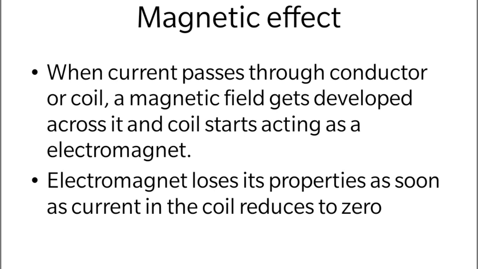The magnetic effect. When current passes through a conductor or a coil, a magnetic field gets developed across it and the coil starts acting as an electromagnet. But when the current in this coil is reduced to zero, this electromagnet loses its properties.